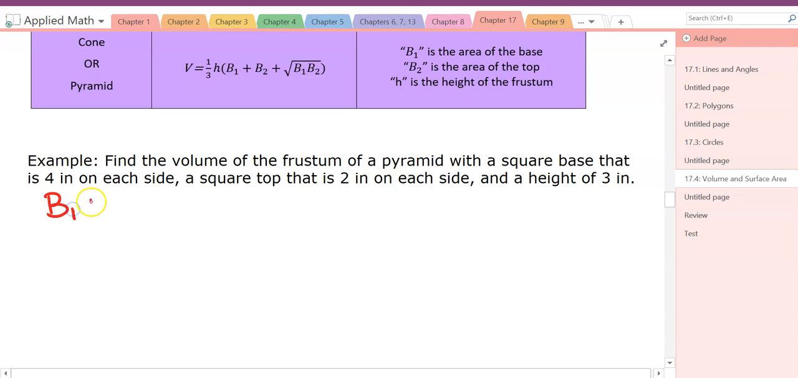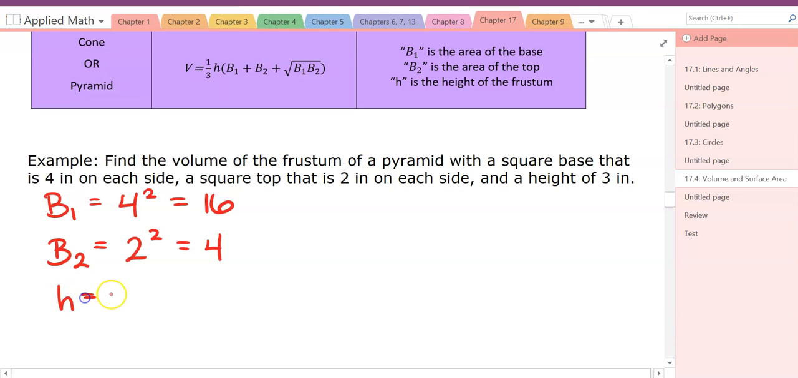So to find base 1 and base 2, I'm going to take the sides of my squares and square them. One of them has 4 inches on each side, so 4 squared would be 16 for one of the areas. The other square is 2 inches on each side, so that would be 2 squared, which is 4. And then they say height is 3. So we're going to plug this into our formula now.